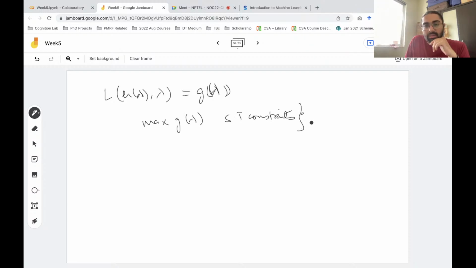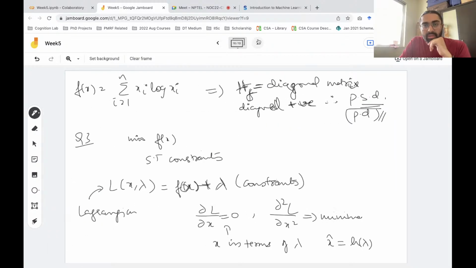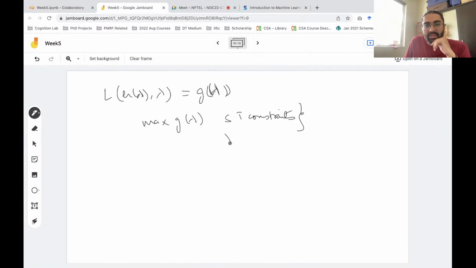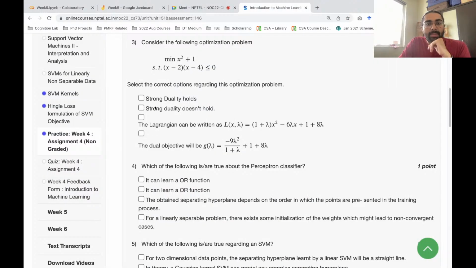This will be a simpler thing to do as compared to solving these constraints altogether. Here you will get things like lambda greater than 0 and all of that. So what you can do is treat it as unconstrained and then look at the solutions, and then you can choose which one satisfies the constraints.